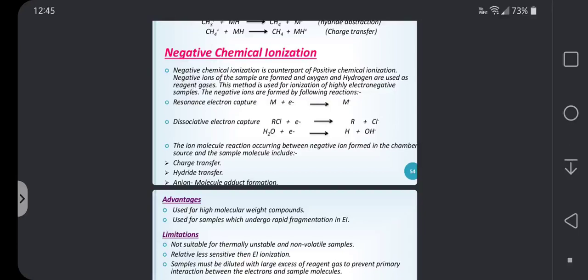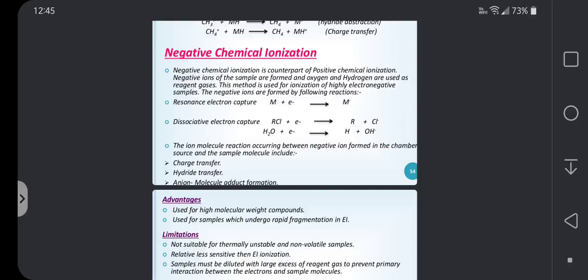In negative chemical ionization, the negative ions of the sample are formed and oxygen and hydrogen are used as reagent gases. In the previous case, in positive chemical ionization, we have seen methane as a reagent gas. Here, hydrogen and oxygen are used as reagent gases. This method is used for ionization of highly electronegative samples.